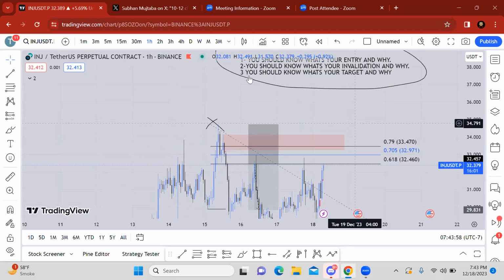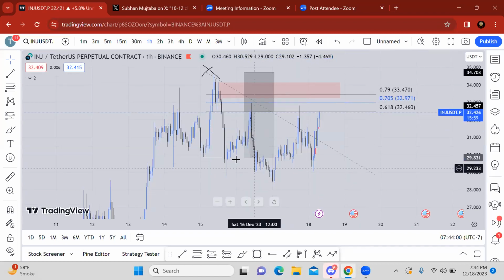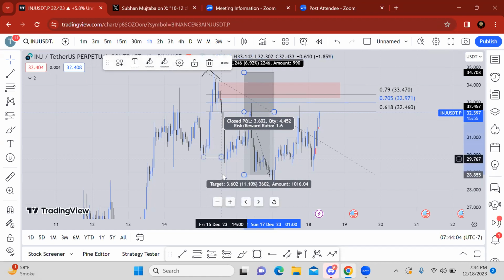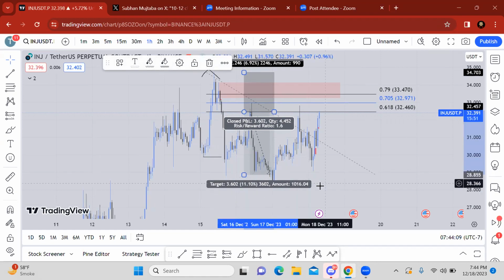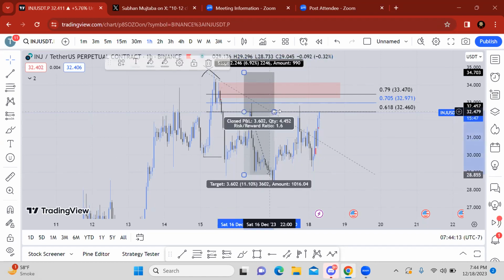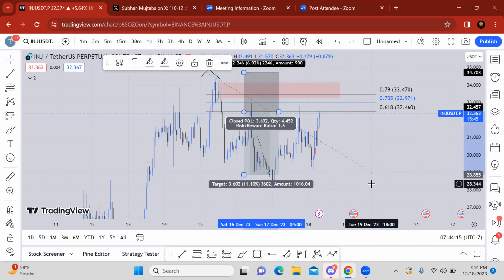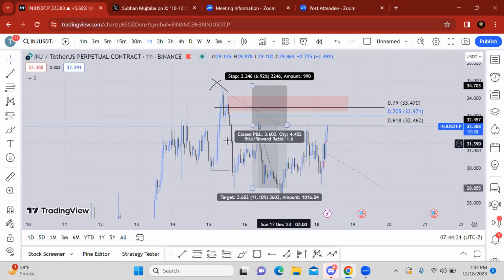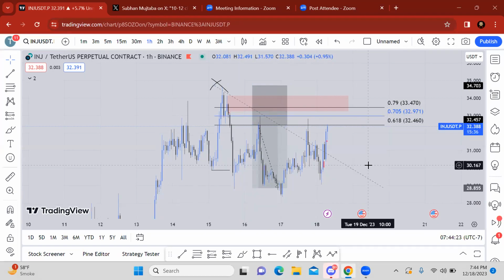Third point, what is your target and why? This is my target. I'm targeting this low because this is the previous lower low. So I will target this lower low at least. If a new low is created, then I will look for a short again. Okay. So here you have a 1.6 hour trade. You have a beautiful 1.6 hour day trade while shorting the strongest coin on the planet Earth at the moment.